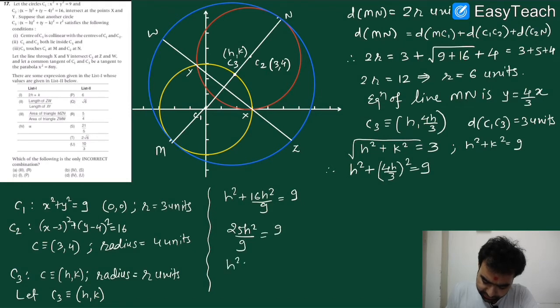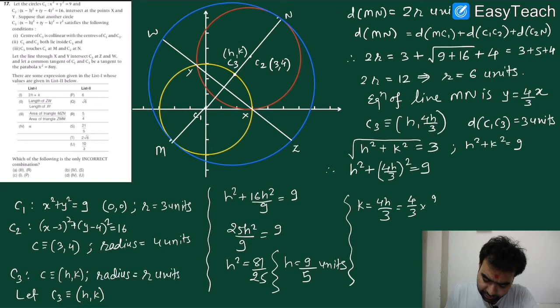So h square is equal to 81 by 25. It implies that h is 9 by 5 and k is 4h by 3. So 4 by 3 into 9 by 5, that will be 12 by 5. So the value of h is 9 by 5 and k is 12 by 5. So (h, k) will be (9/5, 12/5).